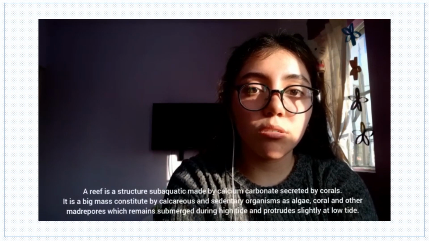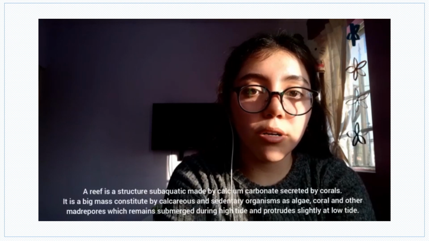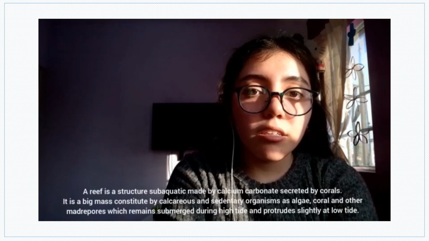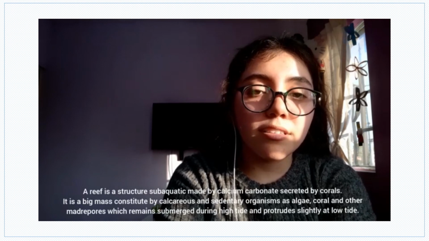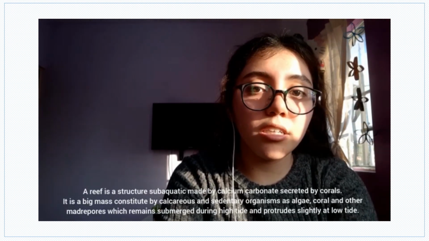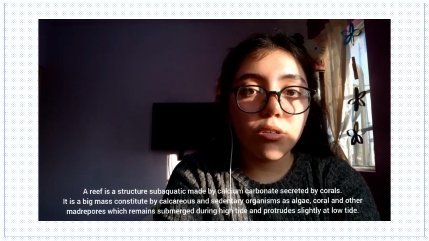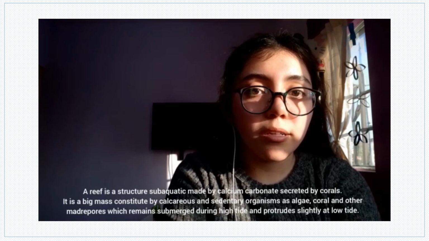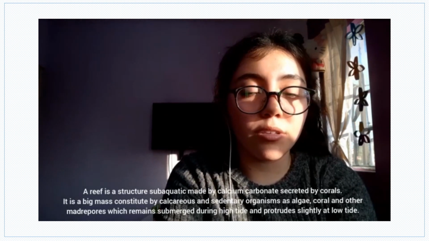Introduction. A reef is a subaquatic structure made by calcium carbonate secreted by corals. It is a big mass constituted by calcareous and sedentary organisms such as algae, coral, and other madrepores which remain submerged during high tide and emerge slightly at low tide.